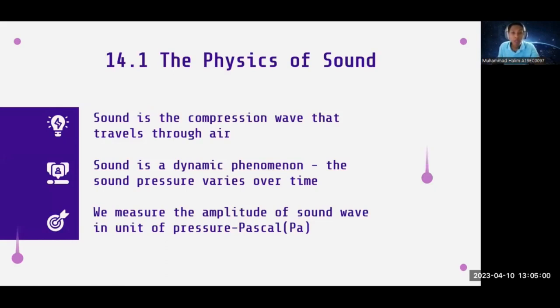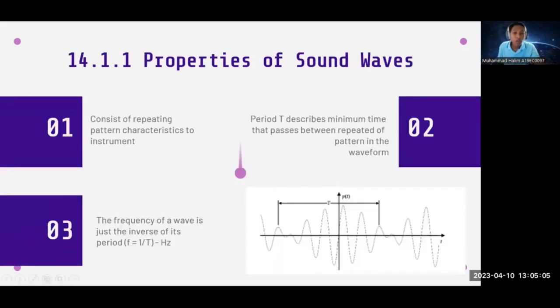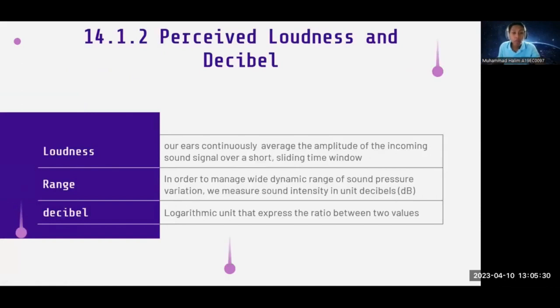The sound pressure varies over time. So there is a property of the sound wave. The sound wave consists of a repeating pattern characteristic to the instrument. In chapter 40.1.2, they explain loudness and the decibel. In order to manage the wide dynamic range of sound pressure variation, we measure sound intensity in the unit decibel.